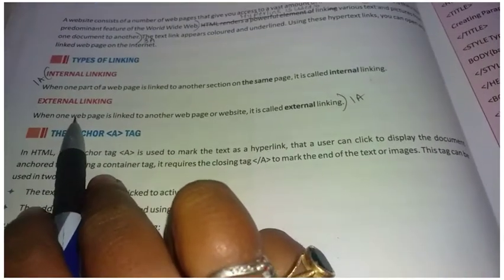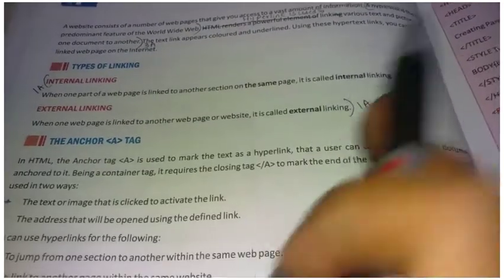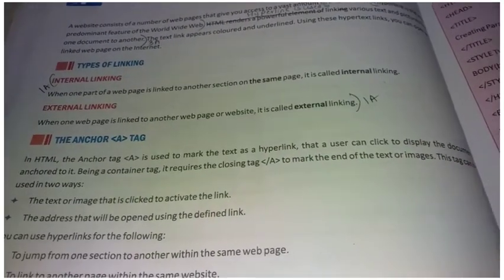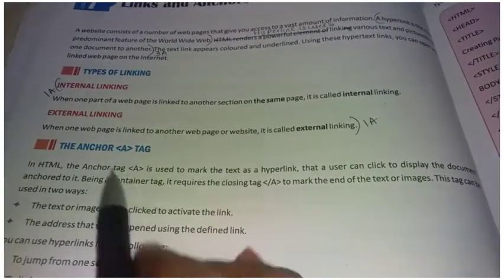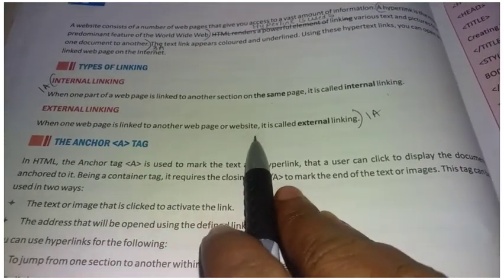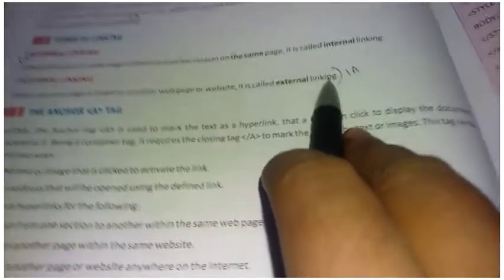External linking means if we want to link these two pages, how can we link? This is an external link, and up and down is called an internal link. When this web page is linked to another web page or website, it is called external linking.